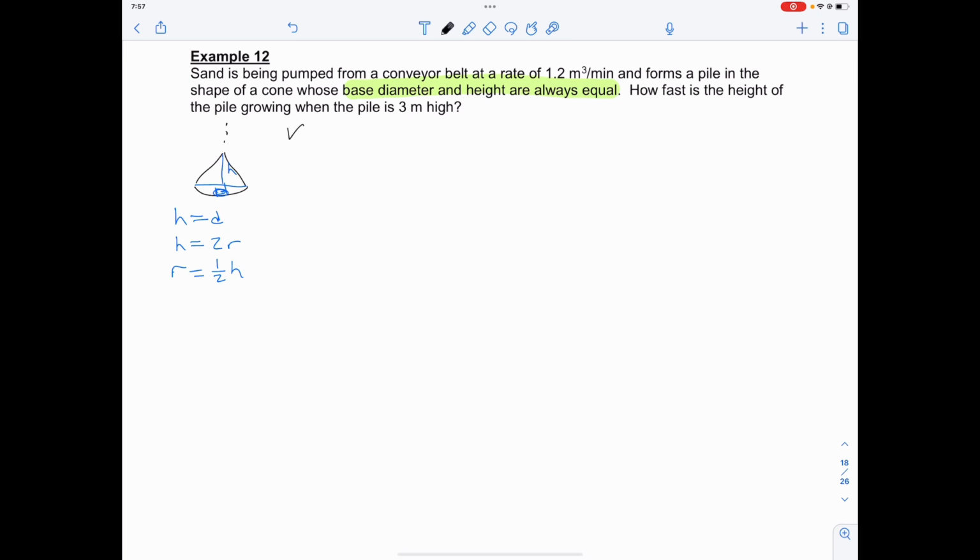I also know the volume of the cone, just like in the last question, is going to equal 1/3 pi r squared h, where v is volume, r is the radius, h is the height, and t is time.